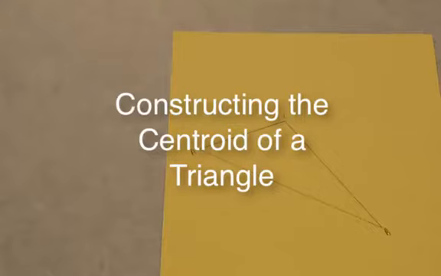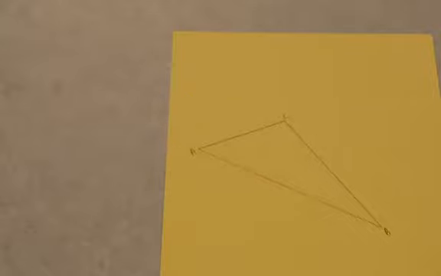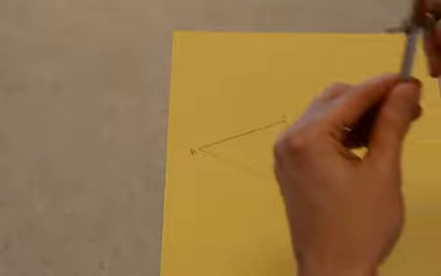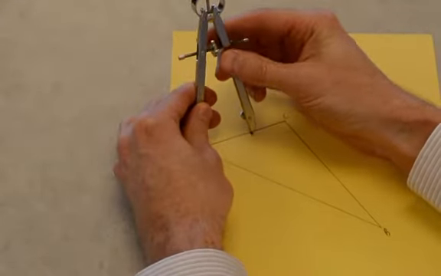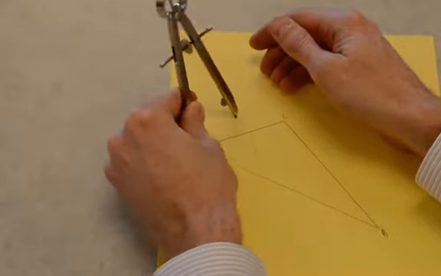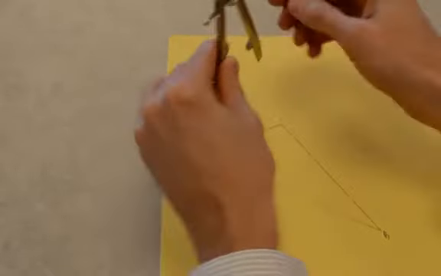In this video, I'm going to show you how to construct the centroid of a triangle. Now, a centroid is the point of concurrency or point of intersection of the medians of a triangle. Now, a median is drawn from the midpoint of a side of a triangle to the opposite vertex. So let's start with segment AC, and we're going to have to find the midpoint of that segment, and the way we do that is by drawing the bisector.